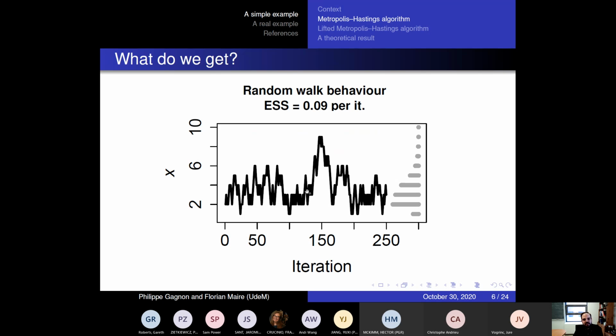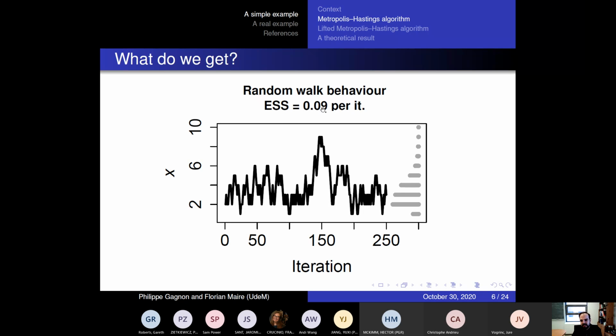And so basically you see that going from state 9 to state 2, you make it, but you have a lot of back and forth. And basically this is not good. There is a rule of thumb that says that if you use a random walk like this, traversing a distance of d will take roughly d squared iterations. And exploring the state space slowly is something that is not good for MCMC.